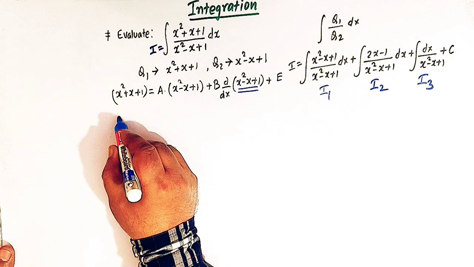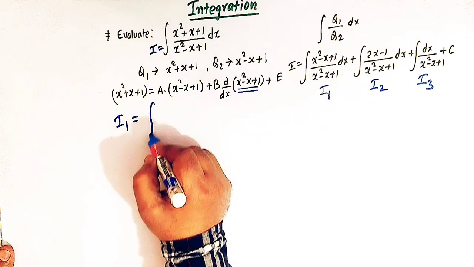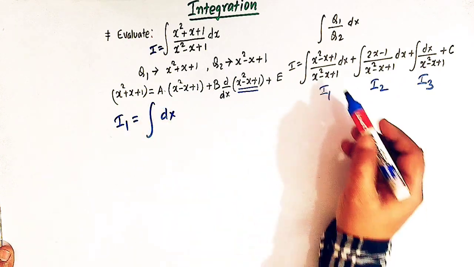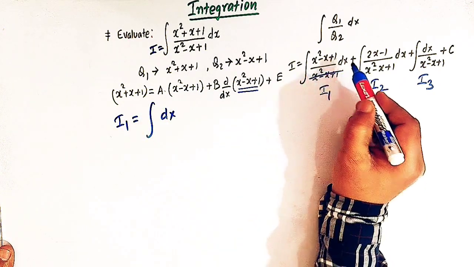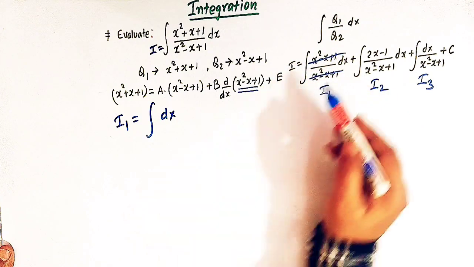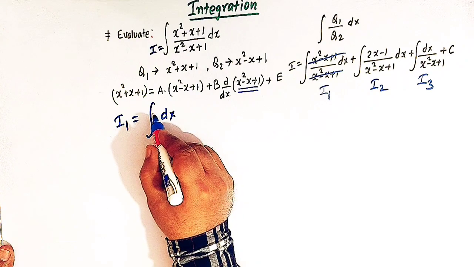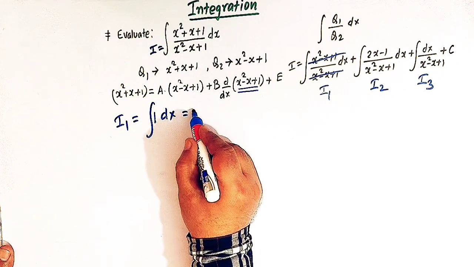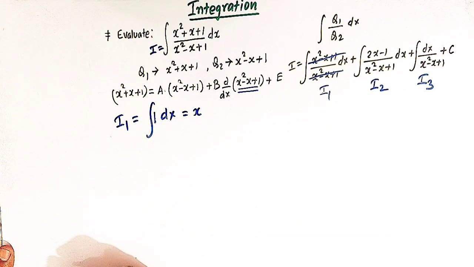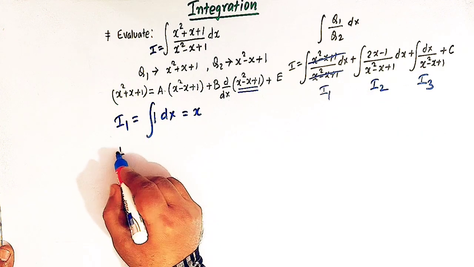So the value of I1 is given by simply dx, because this term and this term get cancelled, since both the terms are identical. The integral of 1 dx is simply equal to x, right? Now let us consider I2.